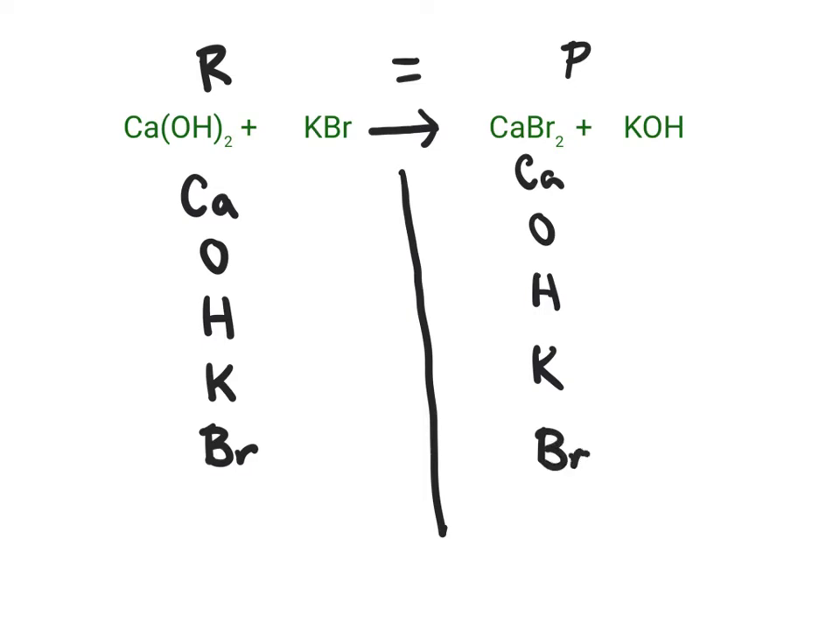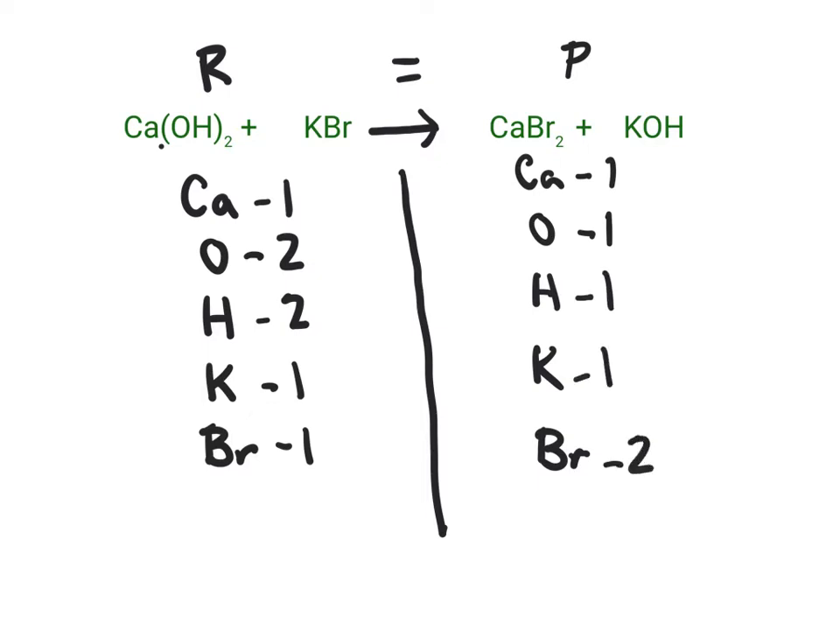Then we have to count on each side. So in the reactants, we have no subscript on the calcium, so there's only 1 calcium. The oxygen is in parentheses, and there's a 2 outside, so there's 1 inside, and if there's 2 of them, it's 2 total. Same thing with the hydrogen, because remember there's 1 of each inside the parentheses, but there's 2 of them. And then potassium is 1, and bromine is 1. On the other side, calcium is still 1. Oxygen this time is 1, as is hydrogen. Potassium is still 1, and bromine is 2.